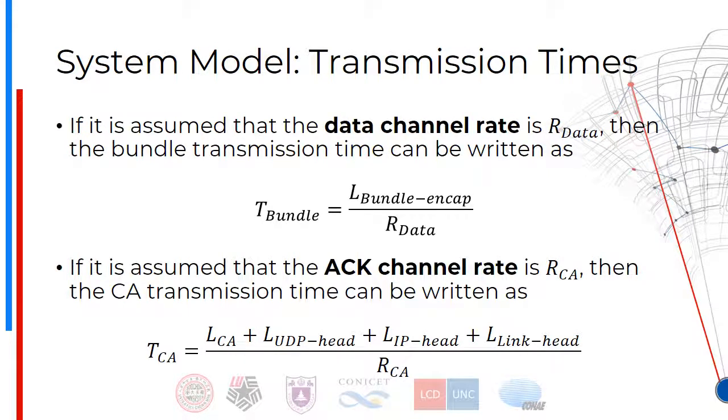The same happens for the ACK duration, or the custody acceptance duration, TCA. It is the length of the TCA plus all the headers involved, divided over the channel data rate of the ACK channel. We are not assuming the ACK is fractionated, as happens with the bundle protocol.